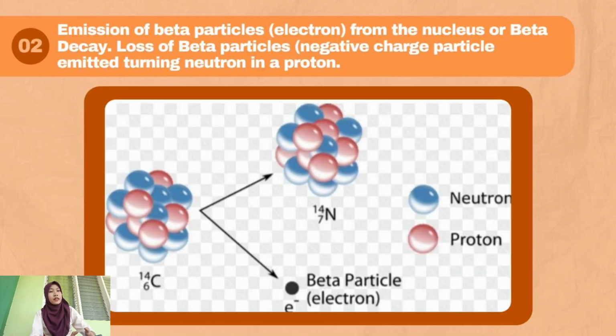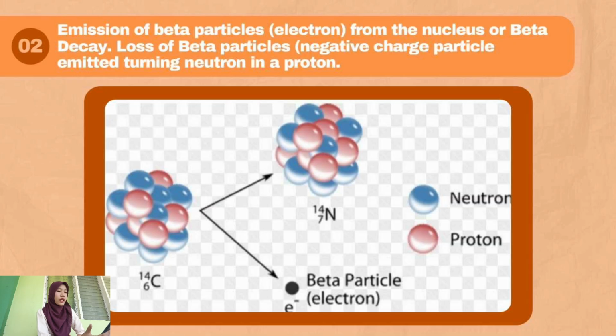thorium-234 na siya. Next is beta decay or emission of beta particle electron from the nucleus. This is the loss of beta particles, negative charge particle emitted, turning neutron in a proton. So in beta decay, this happens in the process of carbon-14 decays into nitrogen-14. So here we are not losing anything. It's just that yung neutron nagiging proton siya.